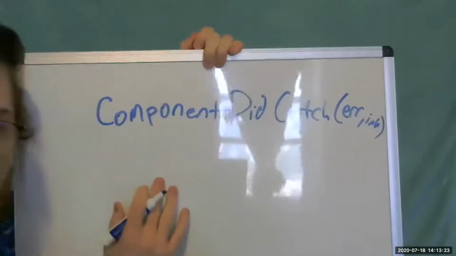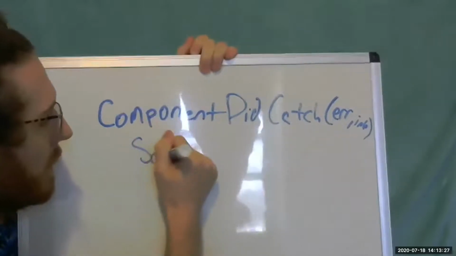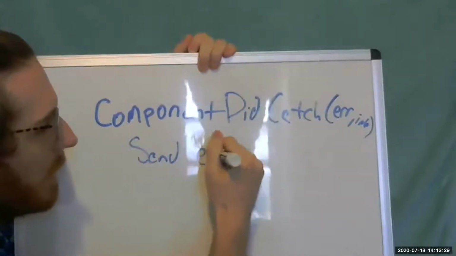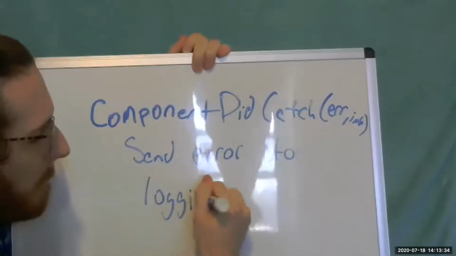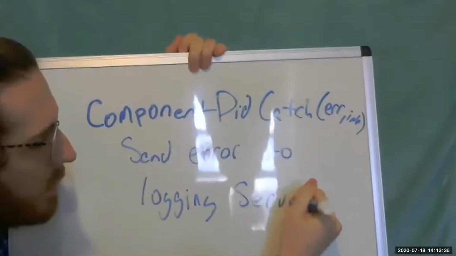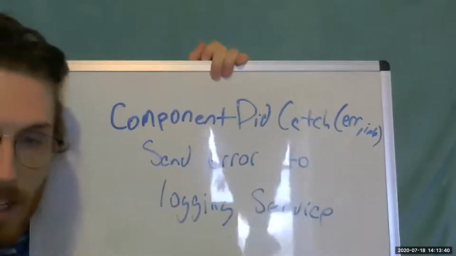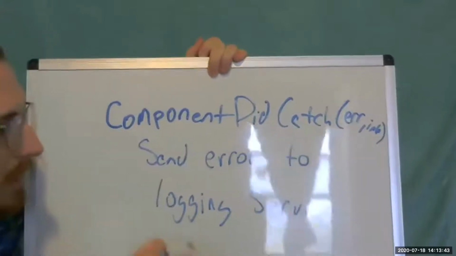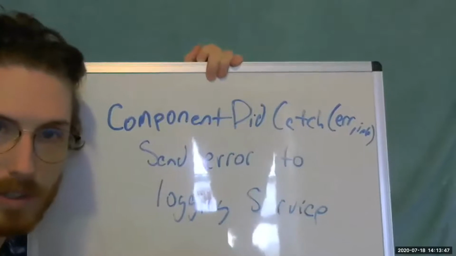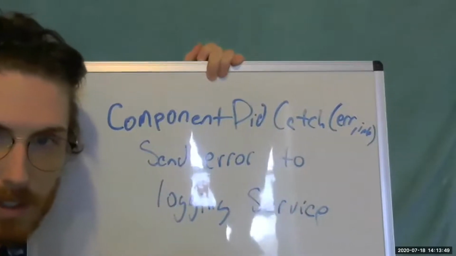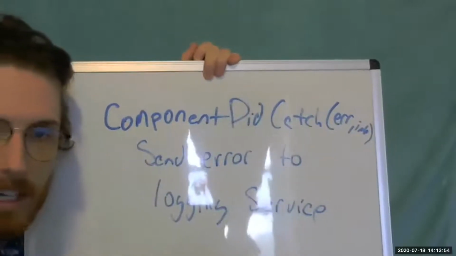This is mostly used for keeping track of errors, like sending errors, send error to a logging service. So on bigger applications, probably not one that we're writing, there are logging services that when you have an error, you could send this error to that service so you can keep track of all the errors that are occurring within your application. I think Sentry is one of those types of services, but I don't know many off the top of my head.